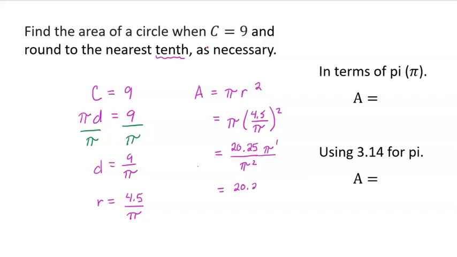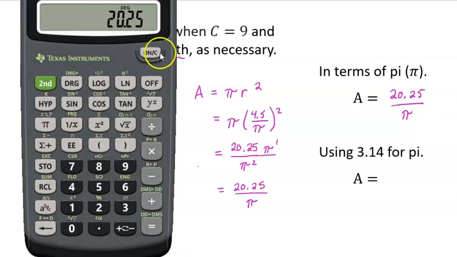I get 20.25 over pi, like this. And so in terms of pi, we have 20.25 over pi. And then if they asked us to use 3.14, we would simply do 20.25 divided by 3.14. If they asked us to use our pi button, or if they asked us to round from there, we would use this one. In this case, they're telling us to use 3.14, so divided by 3.14 equals, and I get 6.449.